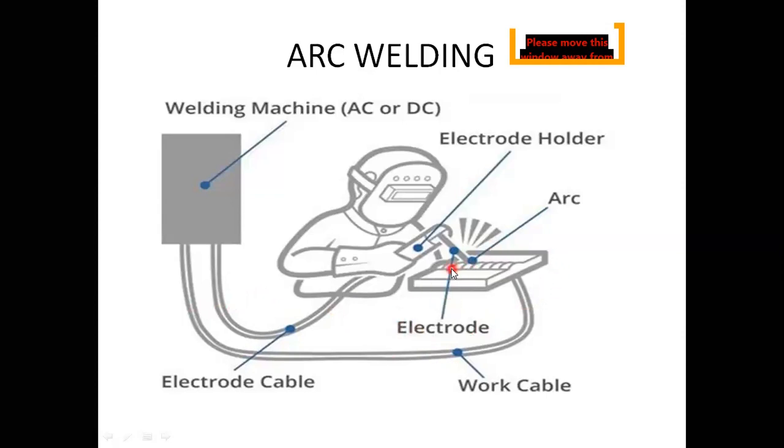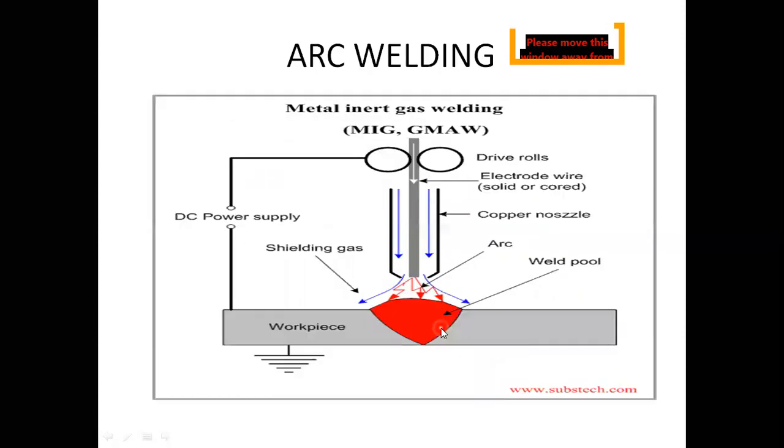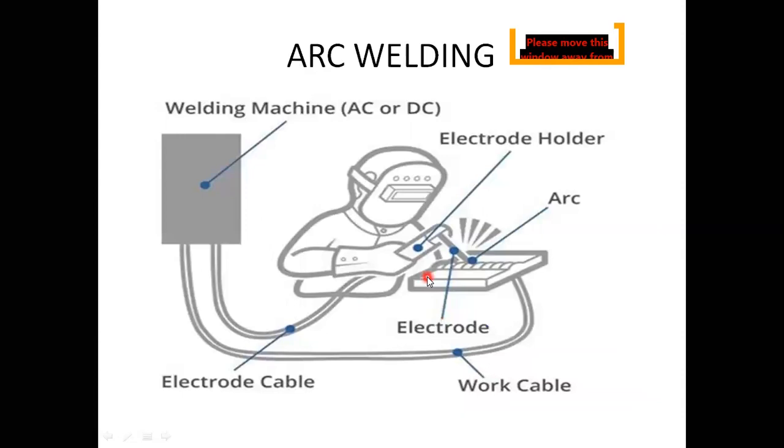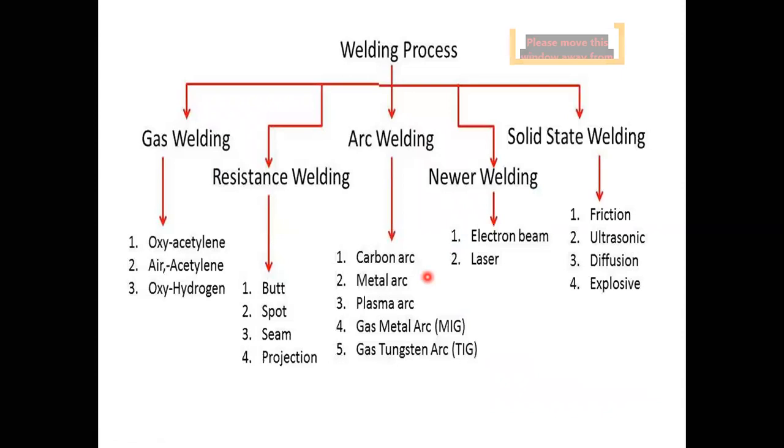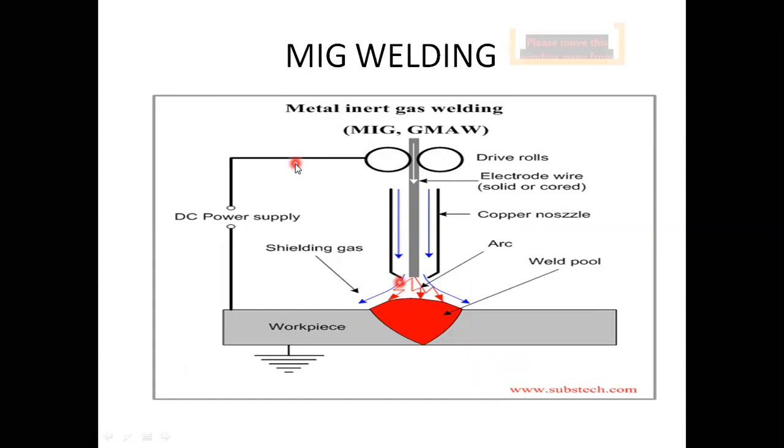And this is the main thing, AC or DC, whatever you can use. And now I am going to the differentiation of this arc welding. Now you can say this is carbon metal arc welding, but actually the weldings are differentiated in different ways. That is, you can say this is MIG welding, metal inert gas welding.